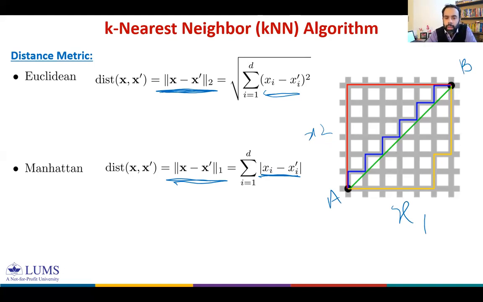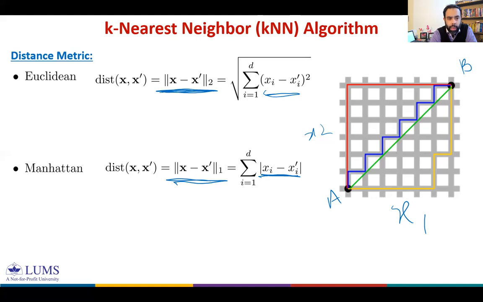You can also note here that Euclidean distance is the distance of a unique path from A to B, whereas all of these red, blue, and yellow paths correspond to the same distance, but you can choose different paths of the same distance.